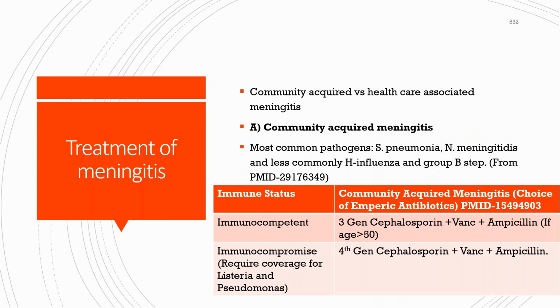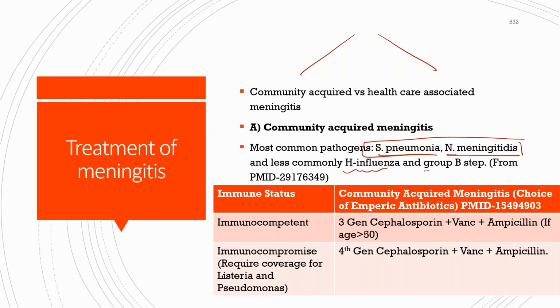Treatment. So it can be community acquired versus healthcare associated. Community acquired means that the patient came from outside, not from the hospital, and developed meningitis from home, or was traveling. The patient was in the community, and the common organisms involved are strep pneumo and Neisseria meningitidis. These are the two most common organisms.